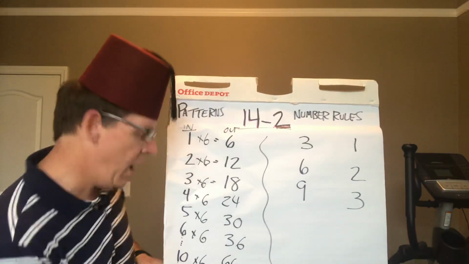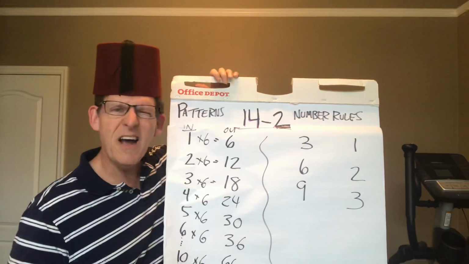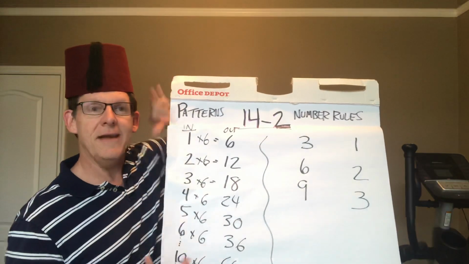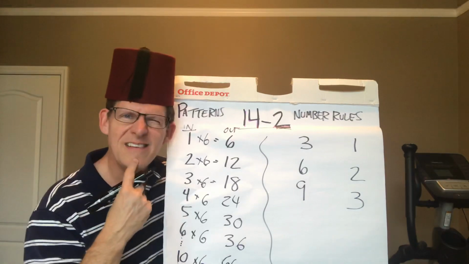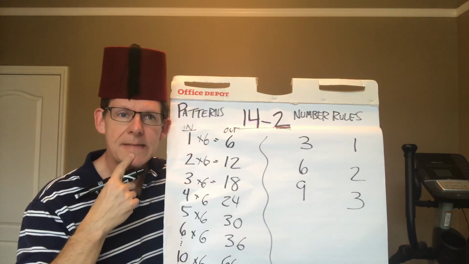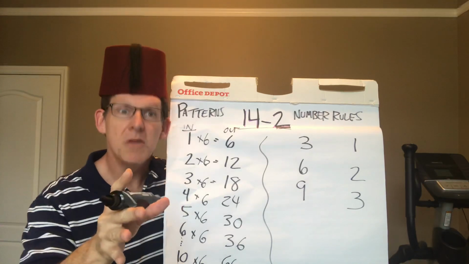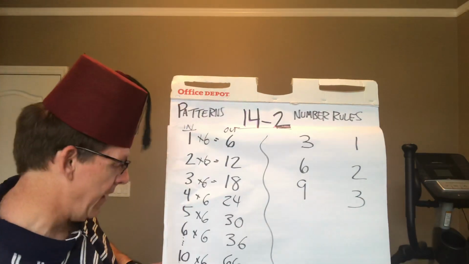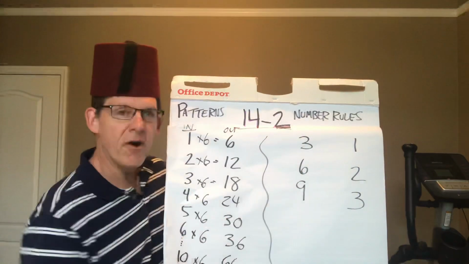What about 100? I don't know if you can see or not. I'll put that up here. You can't see it. It's cool. What would 100 times 6 be? It'd be 600. That's right. Okay. Let's go on to the other chart over here.